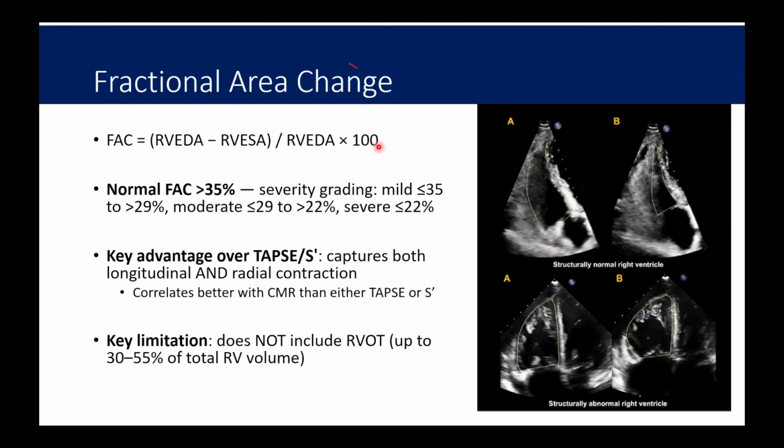The formula itself is pretty straightforward. It's the difference in your RV end diastolic and systolic areas over your RV end diastolic area, multiplied by 100. According to the guidelines, again, the normal is greater than 35%, and they also provide a severity grading as outlined here. The key advantage over TAPSE and S prime is that it correlates better with MRI than either of these. So if you're in a case where your TAPSE and your S prime are discordant and you don't know what's really happening, consider getting your fractional area change.